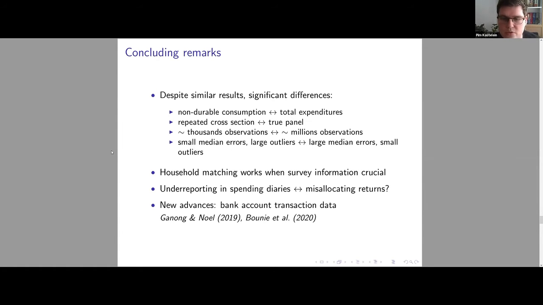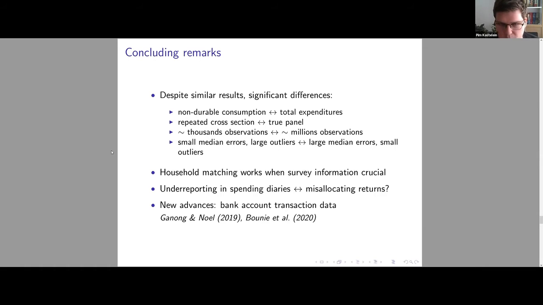Despite these similar results, what I want to conclude here is that there are still very significant differences. With this expenditure survey, we have a lot of information on consumption, and so we can really precisely estimate non-durable consumption, whereas with the imputation approach using the household budget constraint, we only observe total expenditures. Of course, expenditures are not the same as actual consumption, especially for durable goods. So there is some difference here. We can disentangle these two using the survey, but not with the administrative data.